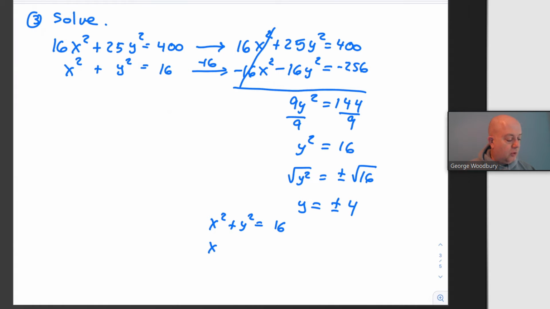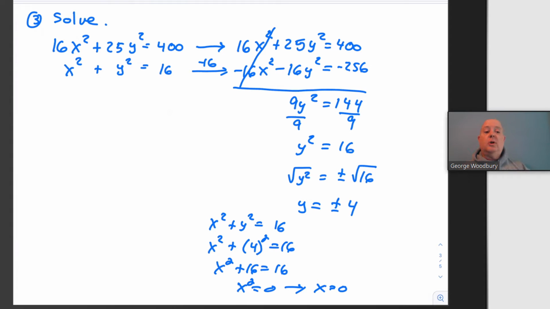If we put in 4 for y, x squared plus 4 squared equals 16. We get x squared plus 16 equals 16. x squared equals 0. x equals 0. So one of our solutions is (0, 4). If we use negative 4, everything we just did would be exactly the same because negative 4 squared is also 16. Let me just show you really quickly.